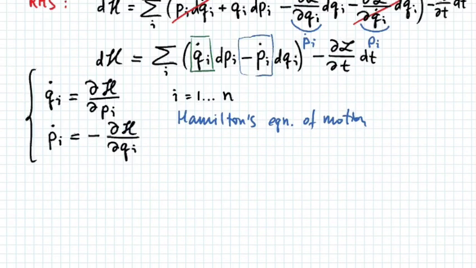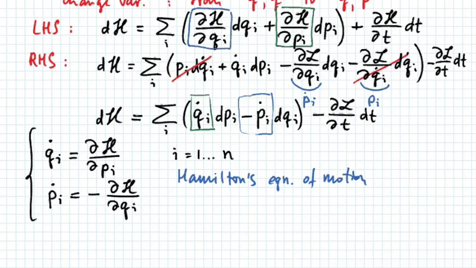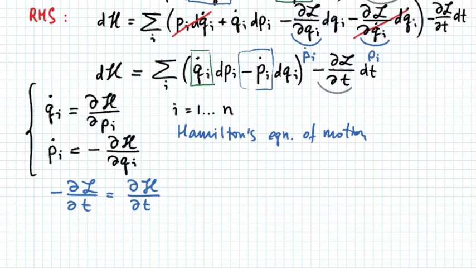From the equating of the prefactors in front of time differential, this here, we get the following relationship. Partial derivative of Lagrangian with respect to time is equal to partial derivative of Hamiltonian with respect to time, with a minus sign. So this is our third equation.